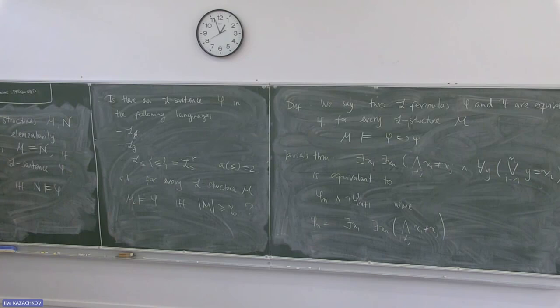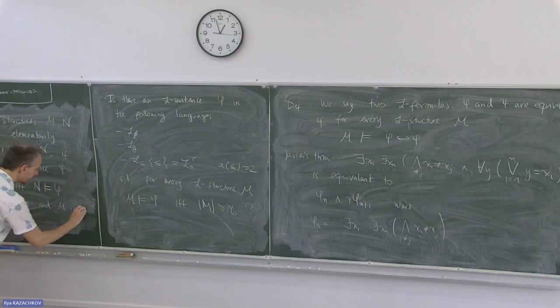Exercise. This is not actually necessary, but let me express it for the moment like this. If the language is finite, so I only have finitely many relations, finitely many function symbols and constants, and M is finite as well. I have a finite L structure.